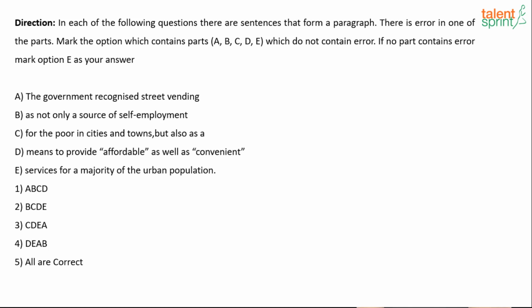The government recognized street vending as not only a source of self-employment for the poor in the cities and towns, but also as a means to provide affordable as well as convenient service for a majority of the urban population. Where is the error and what is the error?